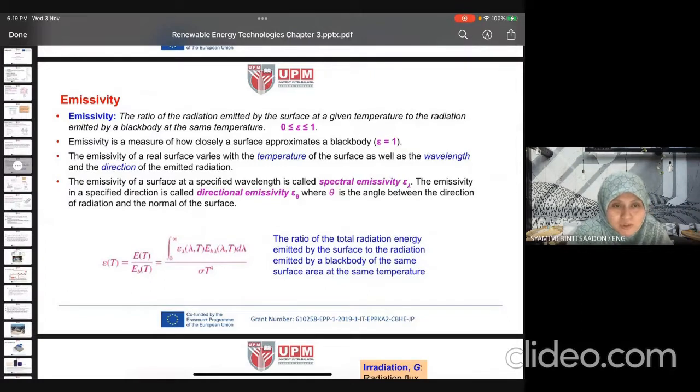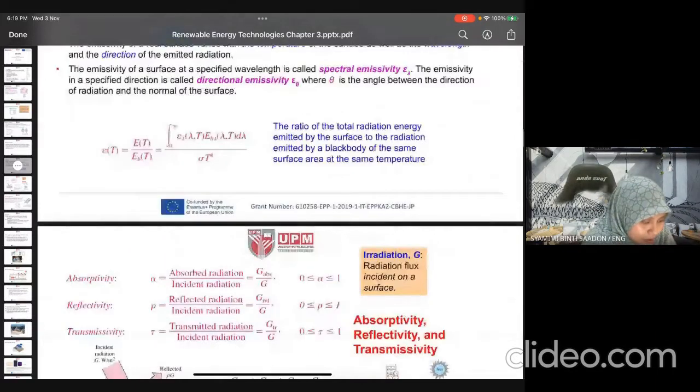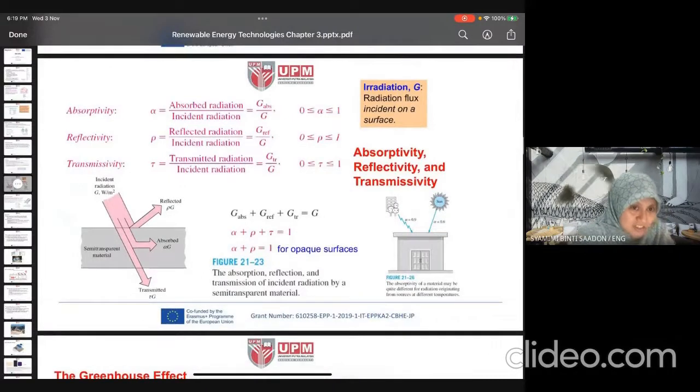Emissivity is a measure of how closely a surface approximates a black body. A black body has emissivity equal to 1, like 100% efficiency. The emissivity of a real surface varies with the temperature of the surface, as well as the wavelength and the direction of the emitted radiation. So it is like a vector, it depends on the direction. These three parameters are also important for designing solar energy.